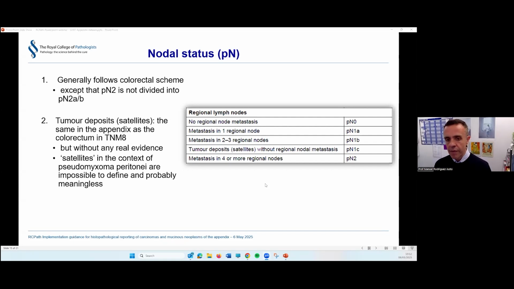But with more than 4 lymph nodes, we don't differentiate whether it's pT2A or pT2B. The issue about tumor deposits is still very controversial, because there is not much data. We still use the same approach as in the lower GI. So if you have tumor deposits, this is going to be N1C, but sometimes it's very difficult, particularly when you have pseudomyxoma, because by definition, this is going to be just peritoneal disease.